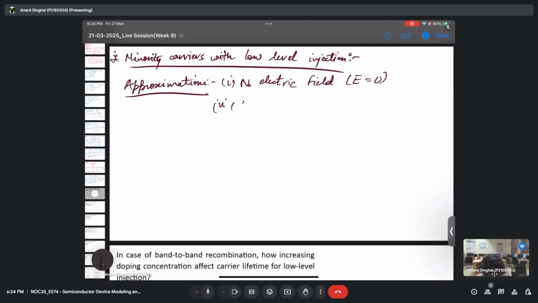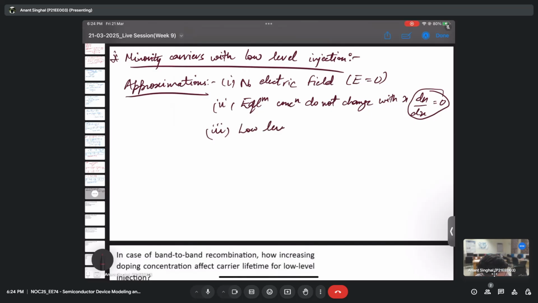The second assumption can be that equilibrium concentration does not change with x. That is the concentration does not change with x. Basically dn over dx or dp over dx can be 0. The third assumption or approximation we can take is the low level injection that I have already explained in the previous part.